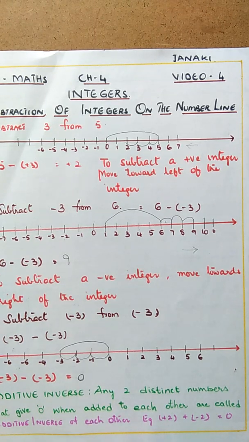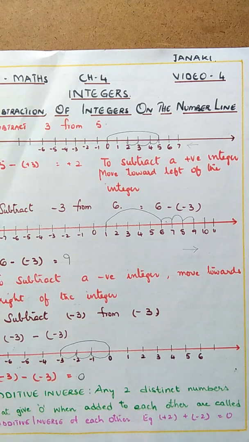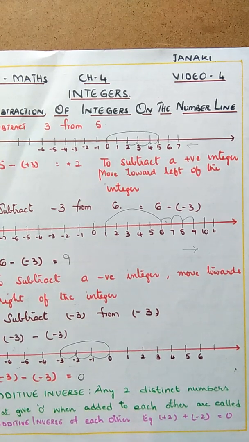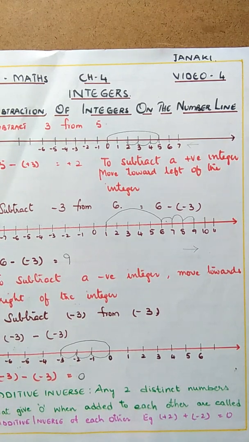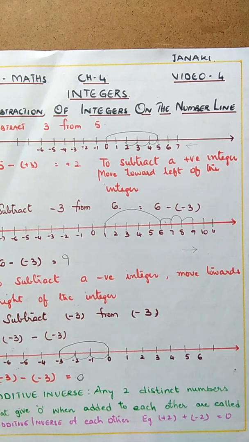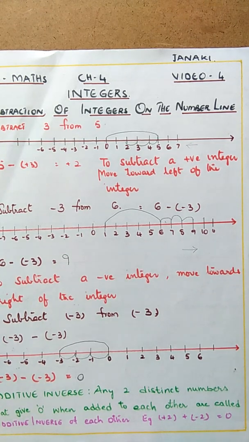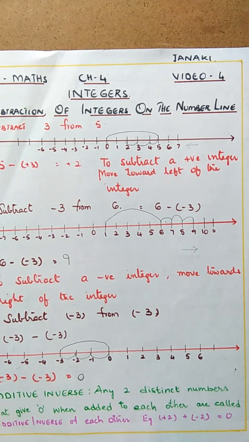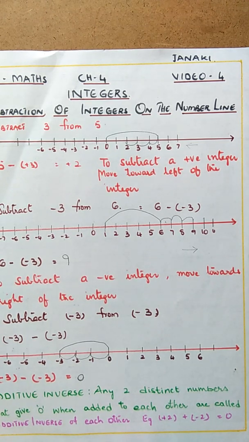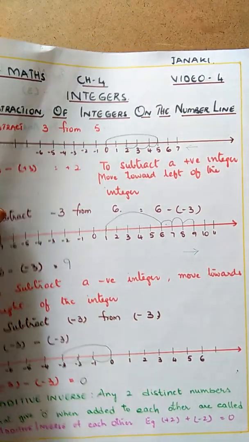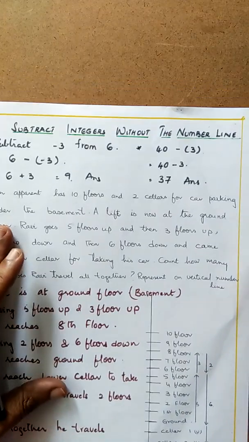Suppose you have taken plus 2. Now, which number do you add to it to get 0? You are having 2. To get 0, what should be added to it? You should add minus 2. So, plus 2 and minus 2 are additive inverses of each other. Similarly, for minus 5, its additive inverse is plus 5. So for minus 3, it is plus 3, and so on.